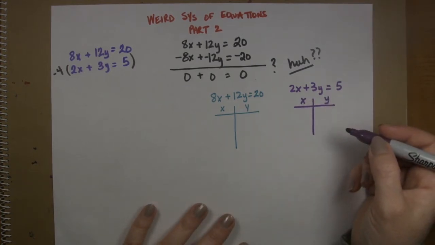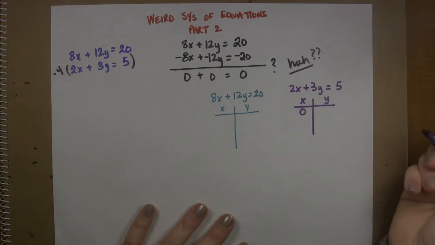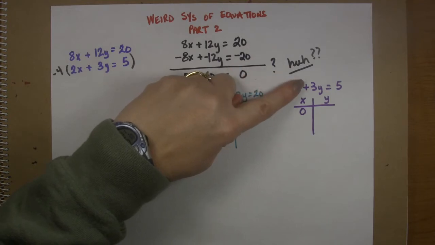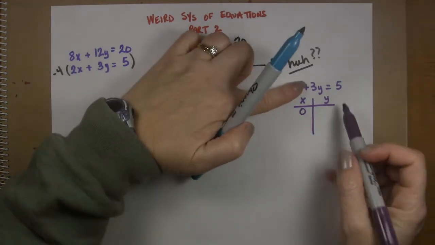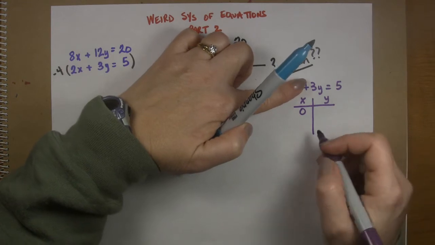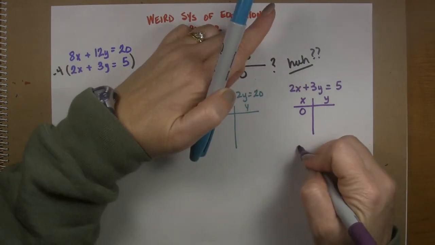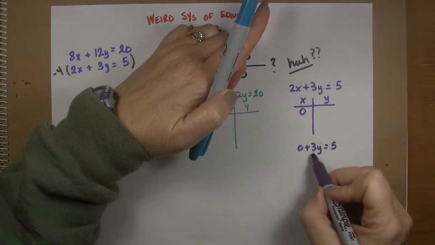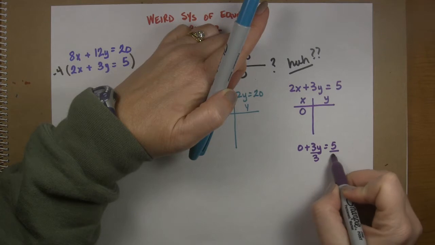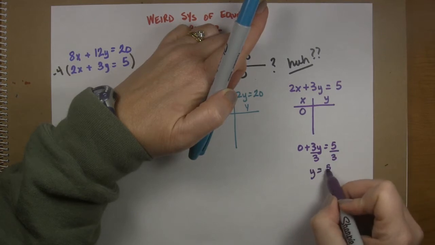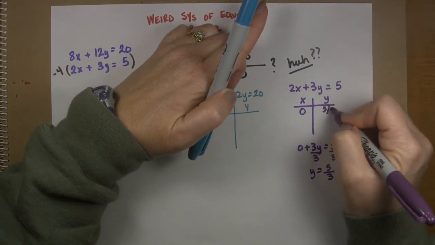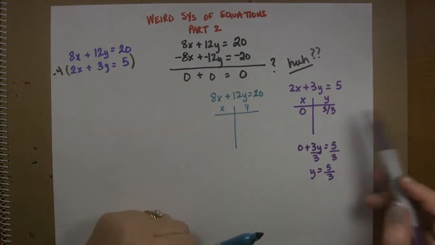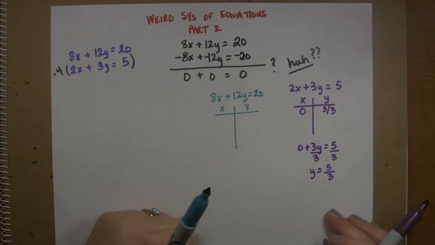All right, so I'm going to say, well, if x equals 0, then this entire term cancels out, right? Because that would be 2 times 0, which is 0. So then we have 3y equals 5. So 0 plus 3y equals 5. And I'm going to divide by 3. Divide by 3, so y equals 5/3. And I could change that into a mixed number, which would be 1 2/3, but I'm just going to leave it like that for right now.